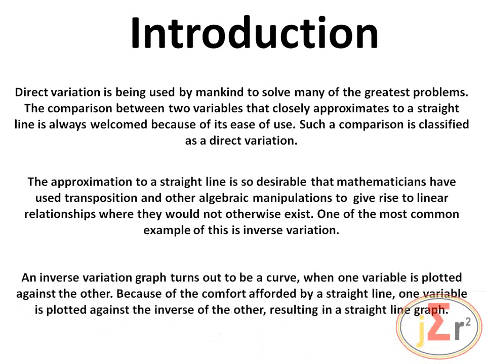An inverse variation graph turns out to be a curve when one variable is plotted against the other. Because of the comfort afforded by a straight line, one variable is plotted against the inverse of the other, resulting in a straight line graph.